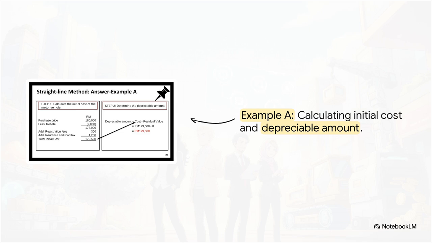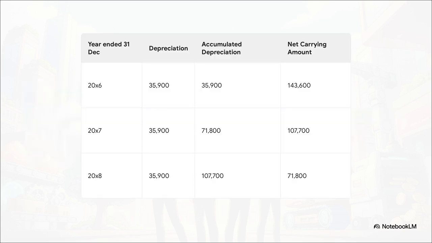$179,500. Then, for step 2, our depreciable amount is just that initial cost minus the residual value. Since the residual value is 0 here, our base for depreciation remains $179,500. And this brilliantly illustrates exactly what happens over the next 3 years. Because we're using straight-line depreciation over 5 years, we just divide that RM $179,500 by 5. That gives us a yearly charge of RM $35,900.